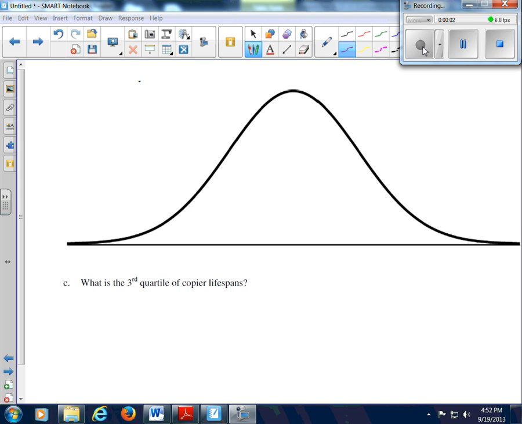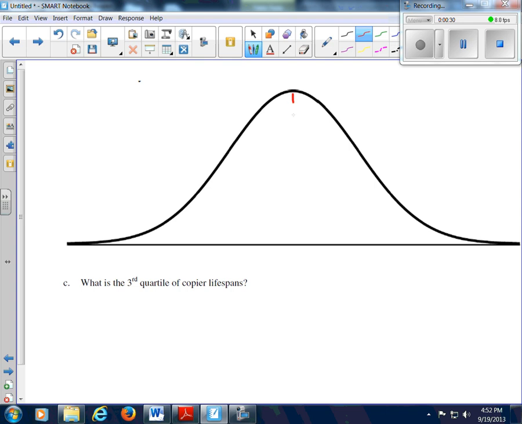So 14C, it's asking us what is the third quartile of copier lifespans. I know from what we've learned earlier that the third quartile is going to be 75% of the copiers that come first. All right, it's not 75% of the data away from the center, it's 75% of the data that comes first. So I've got to figure out what that is.